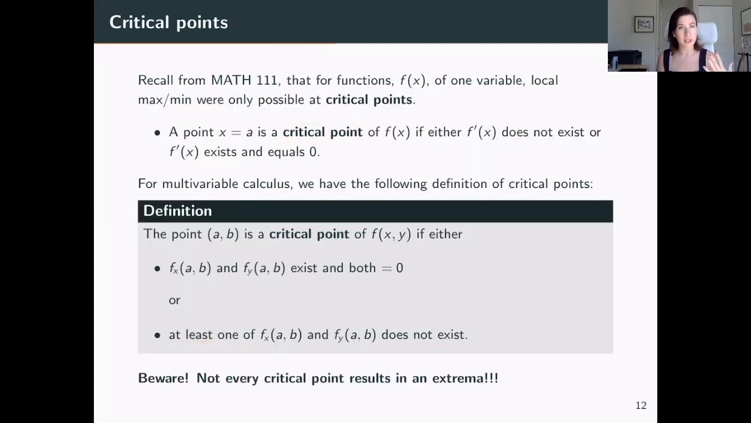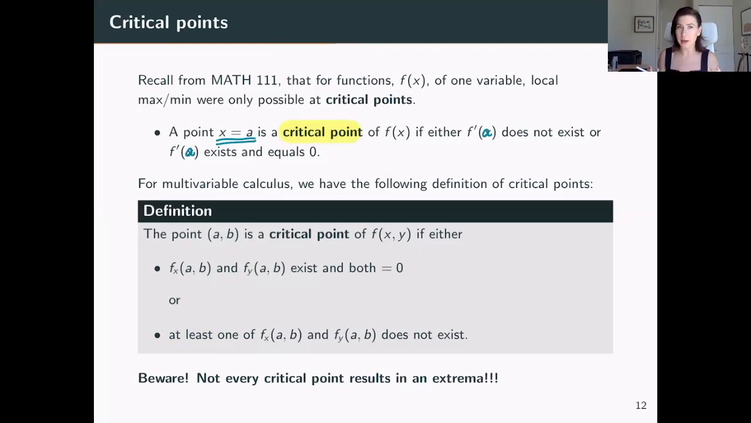When we're talking about extrema, one of the most important definitions that we need to look at is this idea of a critical point. And we said that in 111, a number x equal to a was a critical point of a function f of x if the derivative at x equal to a either did not exist or the derivative existed and it was equal to 0. So this was our definition of a critical point. When I plug in this value of a into my derivative, it's either 0 or doesn't exist.